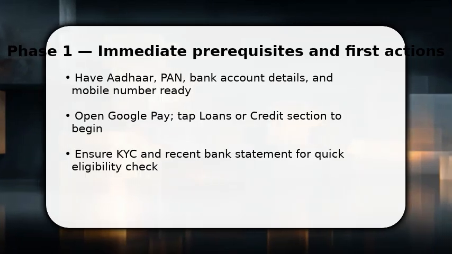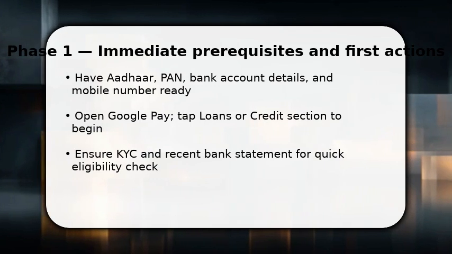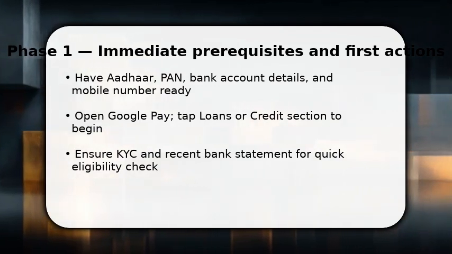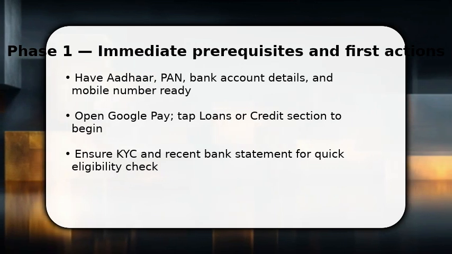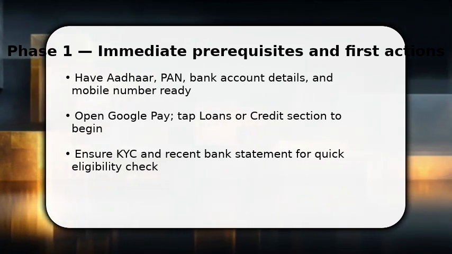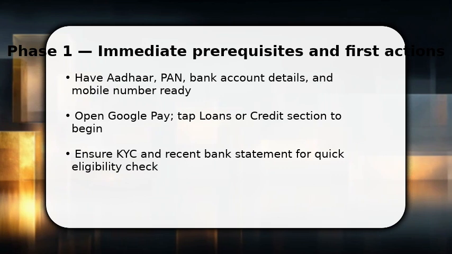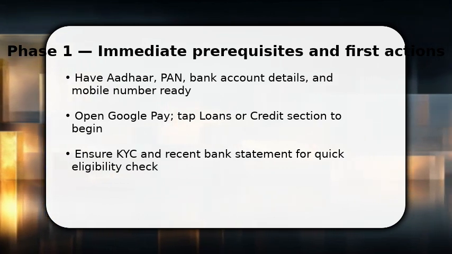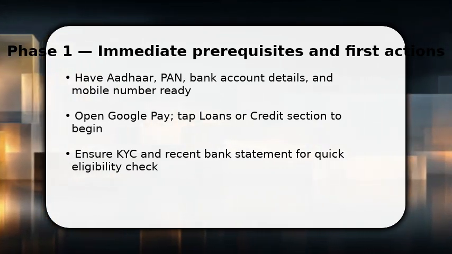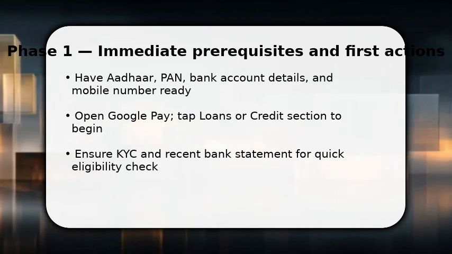You begin by confirming eligibility. Make sure your Aadhaar and PAN are linked to the bank account you use with Google Pay. Open the app, tap Loans or the credit card tile, and choose Apply Now. You do this because lenders need KYC and a transaction history. Without them, your loan will be delayed.